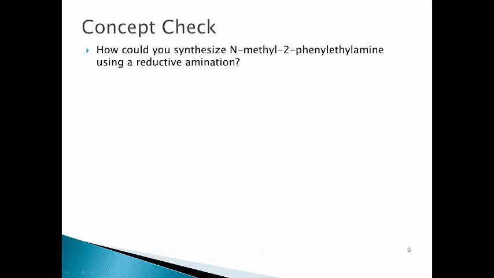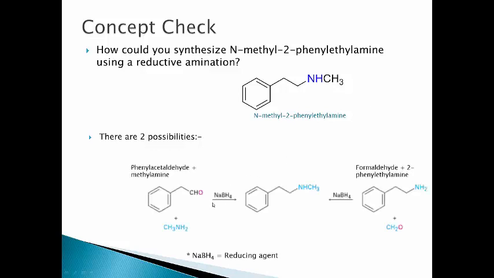Okay, one more. So how would you synthesize N-methyl-2-phenylethylamine using reductive amination? So this is what we want to make using reductive amination. So one of them will be a carbonyl. Okay, so possibly this side here would be the choice. So having a carbonyl here, and then you'd have NH2CH3. Okay, so this is your carbonyl on that side, and NH2CH3 is your reagent, and sodium borohydride to get your compound.